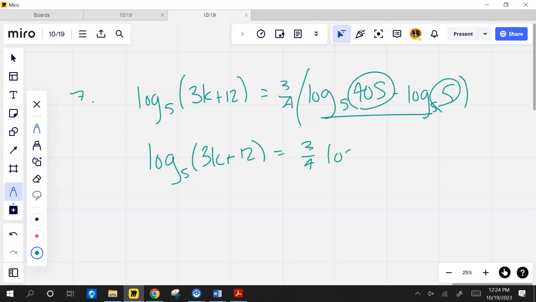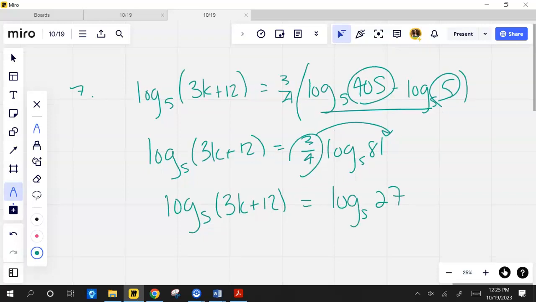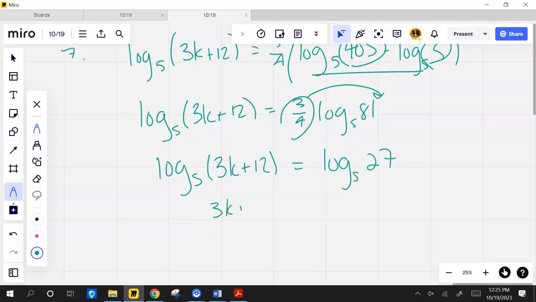So we got 3/4 log base 5 of 81. I'm going to bring this around as an exponent. And so to the 3/4 would be the 4th root of 81 and then cubed, which should give you 27. Now I can drop the logs off. Equals 27, subtract 12. Oh, 15, just kidding.